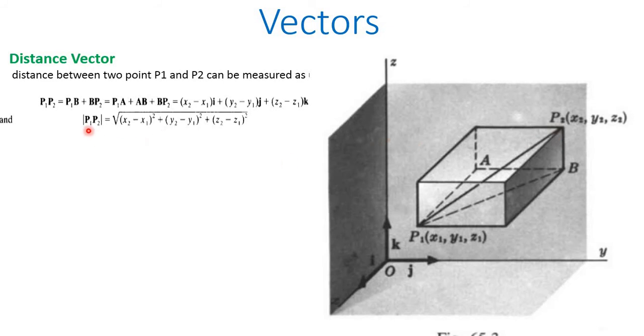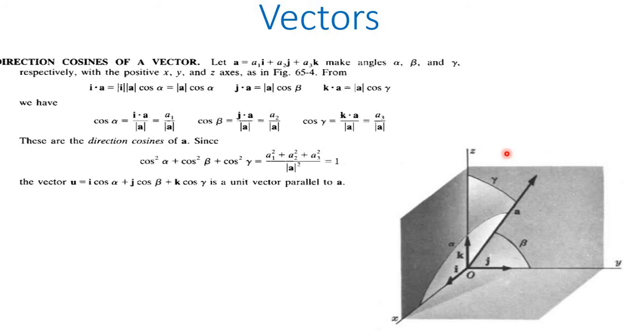Then mod P1P2 will be equal to, as we have already learned, taking care of each component vector, the square root of x2 minus x1 whole square plus y2 minus y1 whole square plus z2 minus z1 whole square, which gives the magnitude of the vector. Since it is in a three-dimensional space, there will be three angles for this vector with the xy plane, yz plane and xz plane, and we can find the value of these angles between the x-axis, y-axis and z-axis.